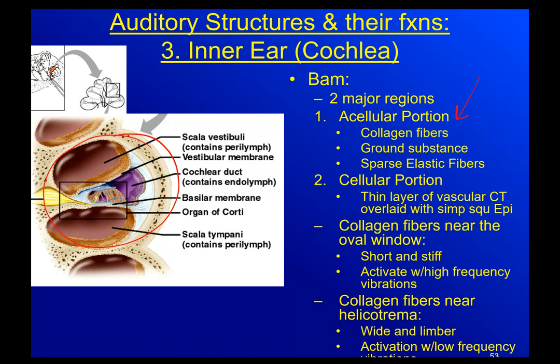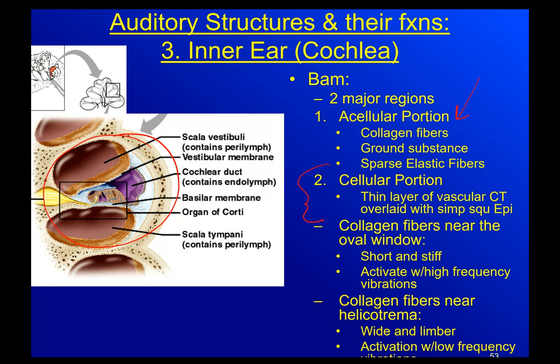Think of a belt. You can manipulate a belt and you can bend it around really easily, but if you try to yank that belt apart, it's got a lot of tensile strength. That's collagen fibers. Ground substance is kind of like the filling. It fills the space. The cellular portion, though, you've got kind of this thin layer of vascular connective tissue at the bottom, overlaid with simple squamous epithelium.